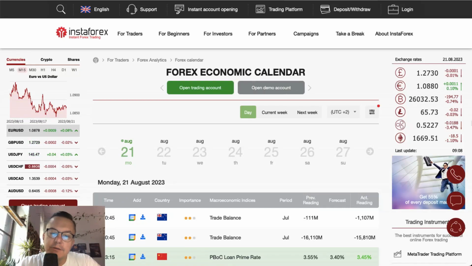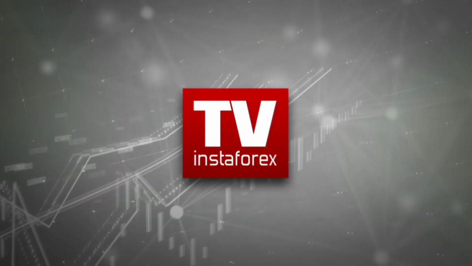Today is Monday, August 21st, 2023. Let's take a look at the Forex economic calendar at the beginning of the trading week.